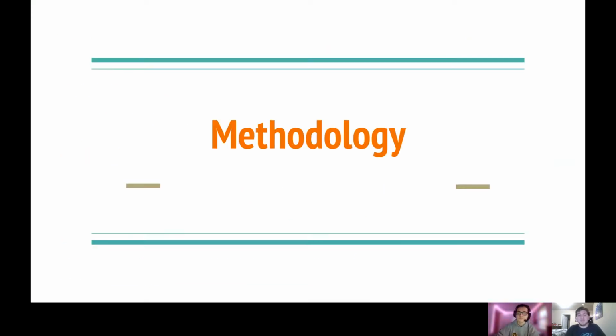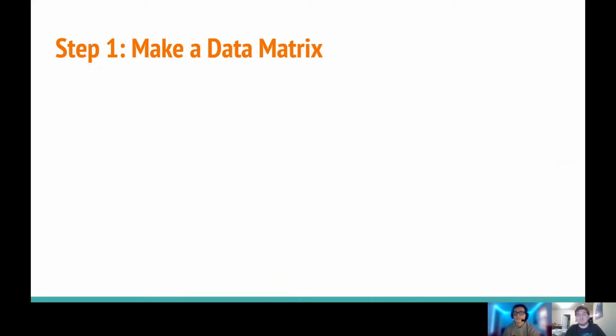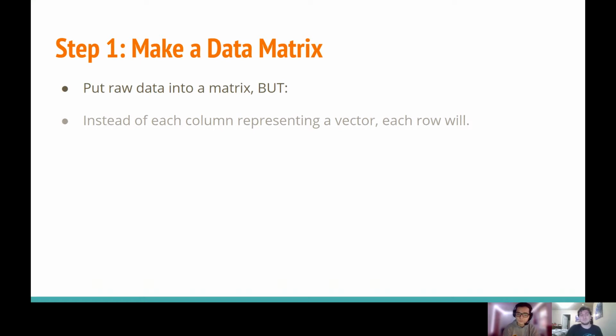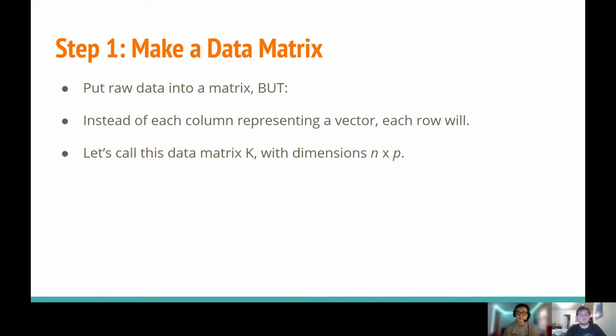All right, now let's talk methodology. There are 9 different steps to computing PCA. First, we want to put our data into a matrix. However, the format of these matrices is different than what we are used to. Instead of the columns representing vectors, the rows of the matrix will instead represent each vector. Let's call this data matrix K, with dimensions n by p.